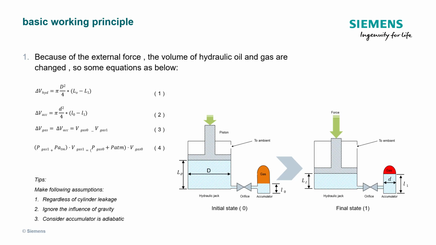In the previous slide, we introduced the operating principle of hydraulic suspension. In this page, we will introduce some equations about this hydraulic suspension. Equation 1 is the volume change of hydraulic oil in hydraulic jack. Equation 2 is the volume change of hydraulic oil in the accumulator. Equation 3 is the volume change of gas in the accumulator. And equation 4 is the equation of state of gas.